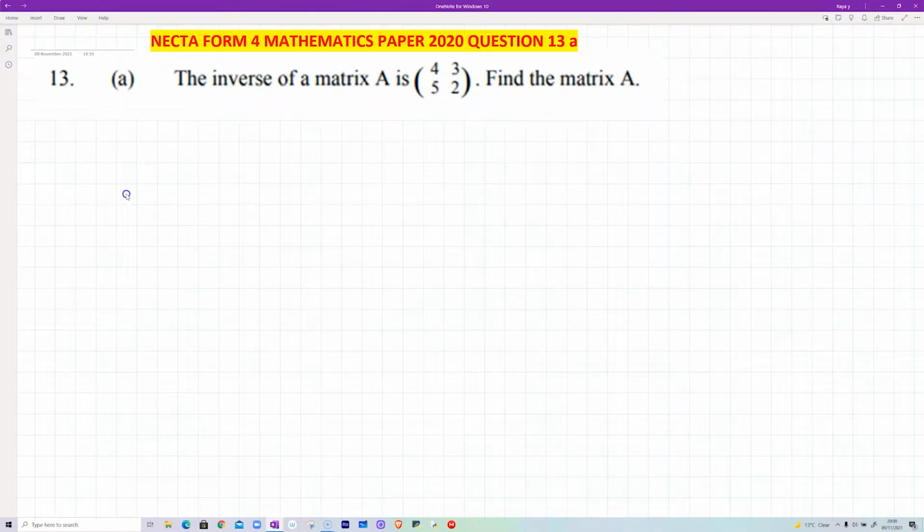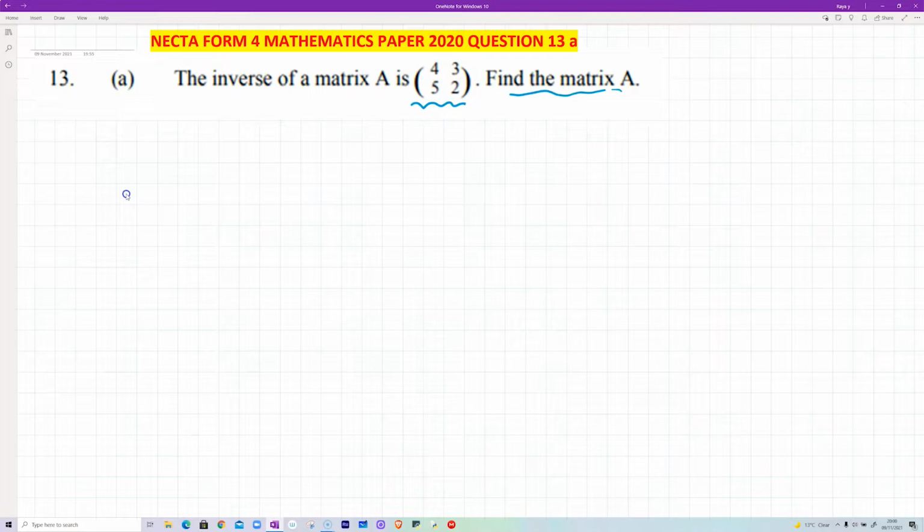It's Teacher Raya here. In this session, we're going to solve question 13A from NECTA Form 4 Mathematics paper 2020, the Tanzanian National Examination. We are given the inverse of a matrix, which is this one here. We need to find matrix A, the original matrix.